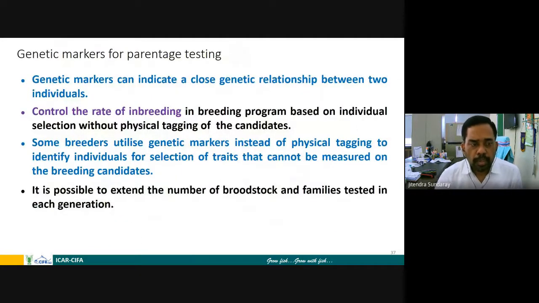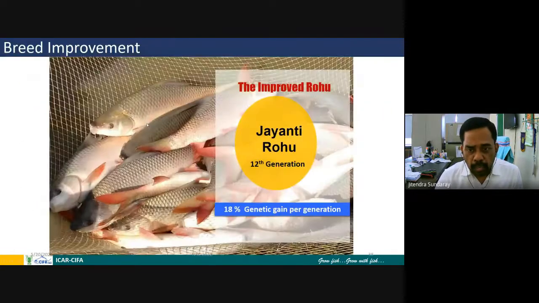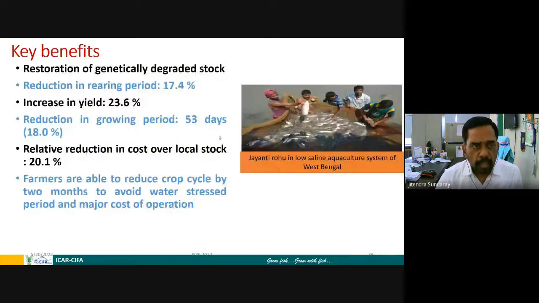Okay, so this is not required. This is what I was telling, the 18% genetic gain at the end of 12 generations. Okay, so the benefits we have got are the restriction of genetic and parent stock, reduction in the rearing period of 17%, increased yield of 24%, reduction in growing period of 53 days, and a relative reduction in the cost compared to local stock. Around 20% less expenditure compared to local stock.